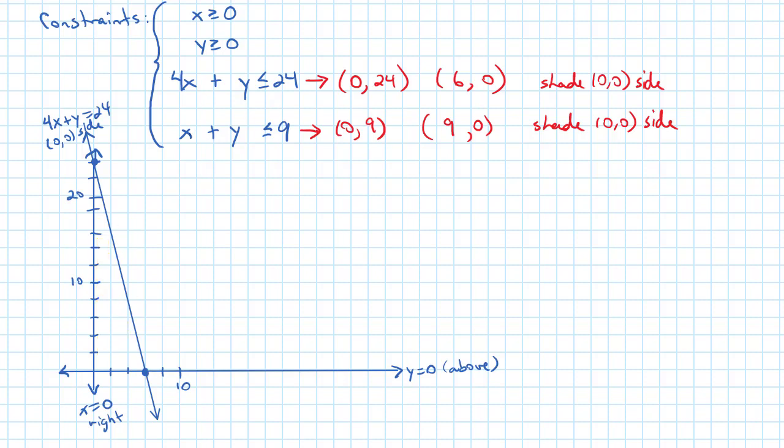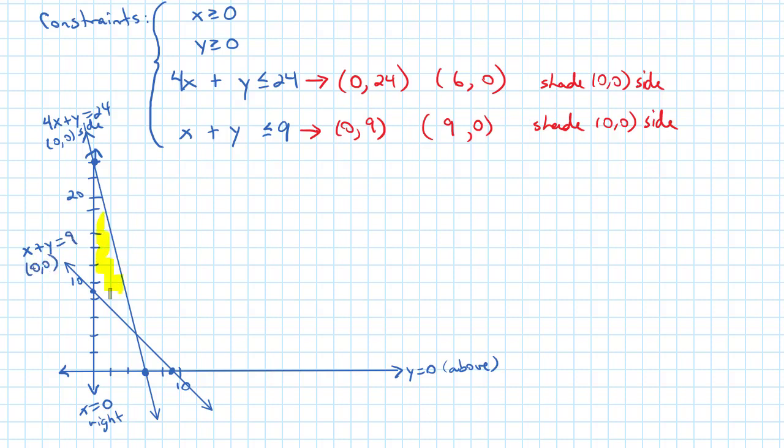Okay, the next one, we need to go through 0, 9. That's right there between 8 and 10. And 9, 0 is also between 8 and 10. So our boundary line this time looks like this. The equation is x plus y equals 9, and we need to shade the 0, 0 side.